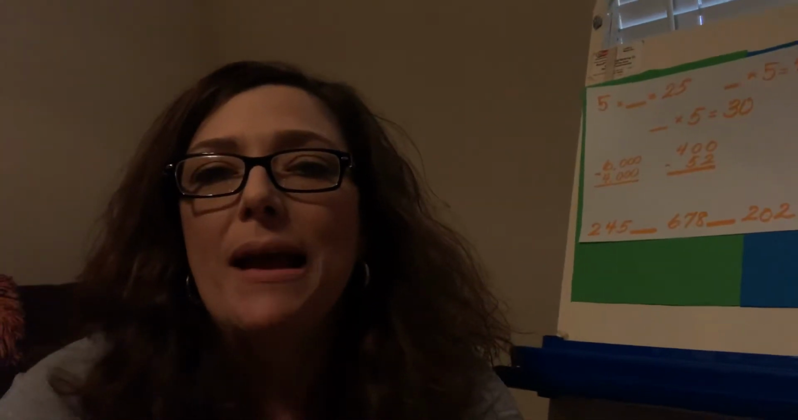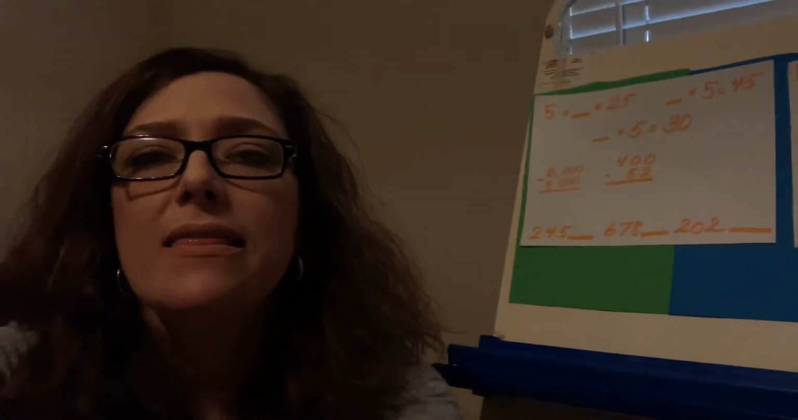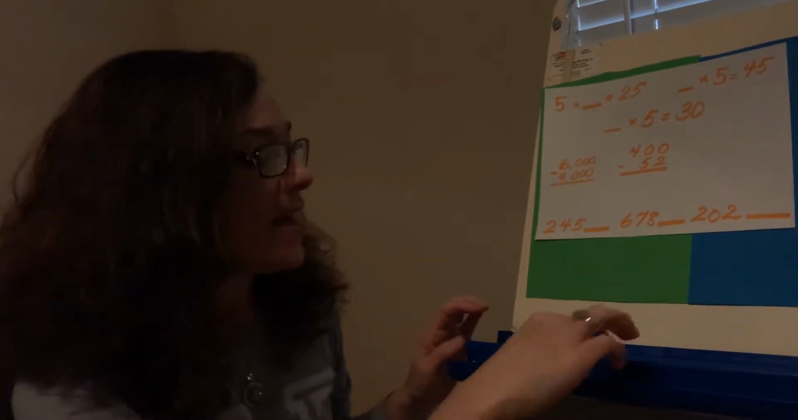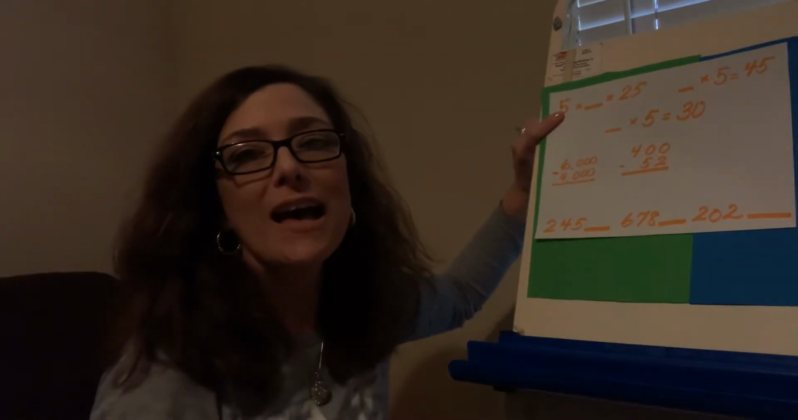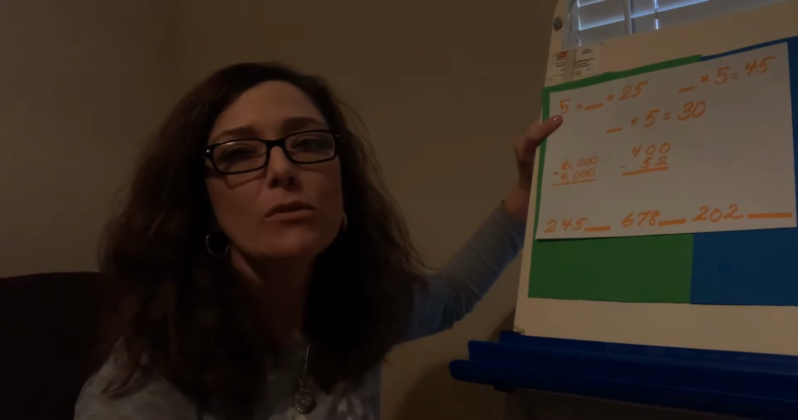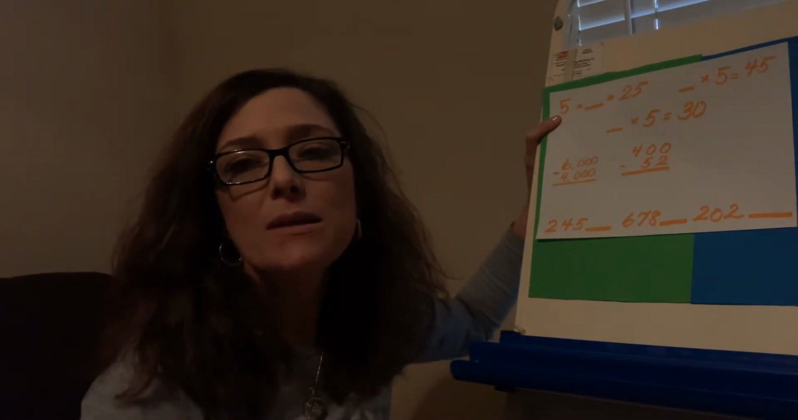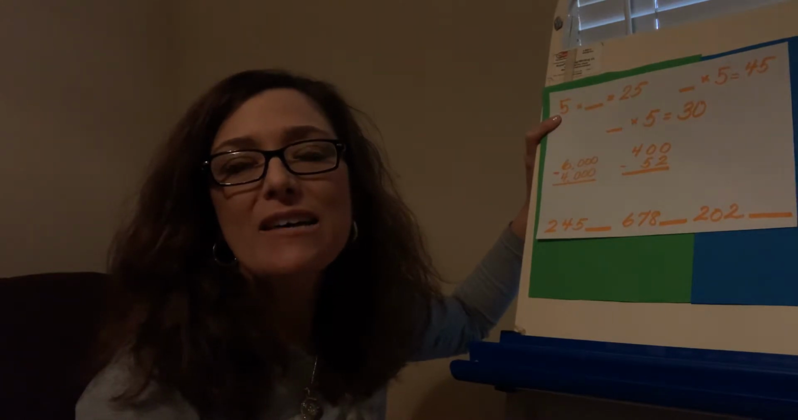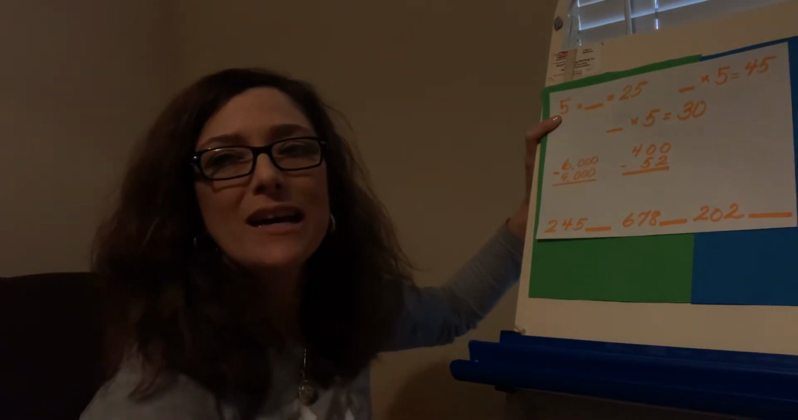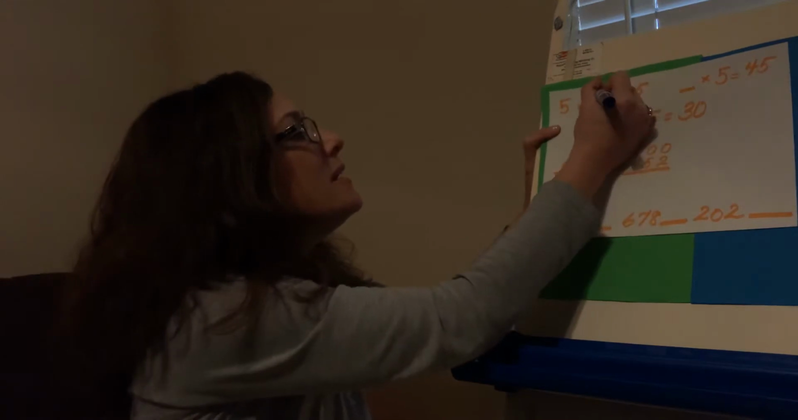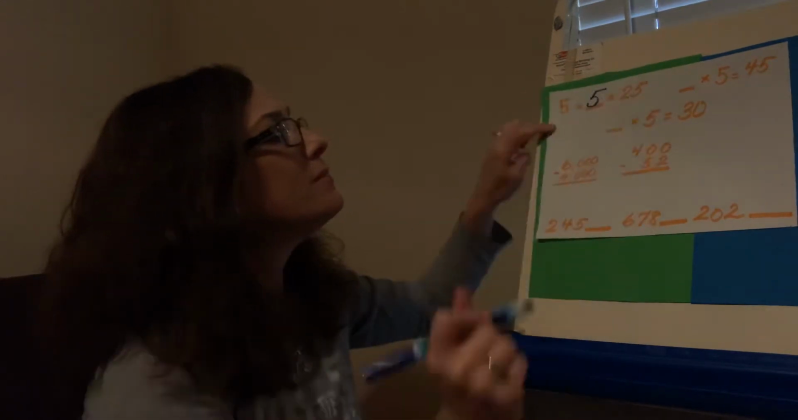Let's begin in math with finding the missing factor. 5 times blank equals 25. Let's count by fives until we get to 25. 5, 10, 15, 20, 25. So the missing number should be 5.